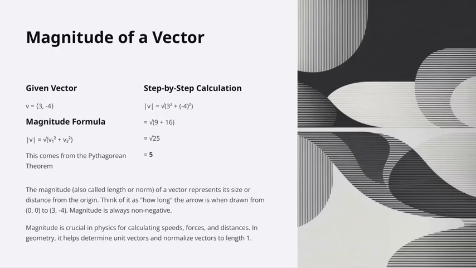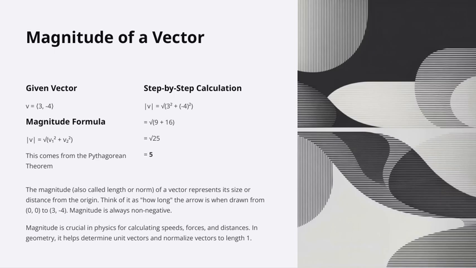Now let's do a step-by-step calculation. First, we square each component. 3 squared is 9, and negative 4 squared is 16. Then we add those together, giving us 25. Taking the square root of 25 gives us 5. So the magnitude of this vector is 5.